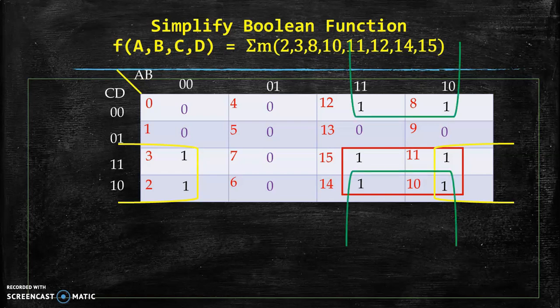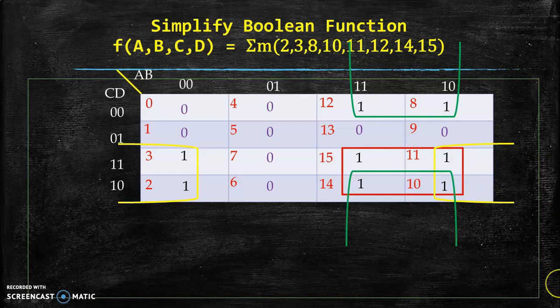Here we can see that we have prepared 3 quads. All are overlapping with each other, but none of the quads is redundant. For the quad encircled with red color, we can see that the 1 given in cell number 15 is not overlapped with any other group. So this is not a redundant group.